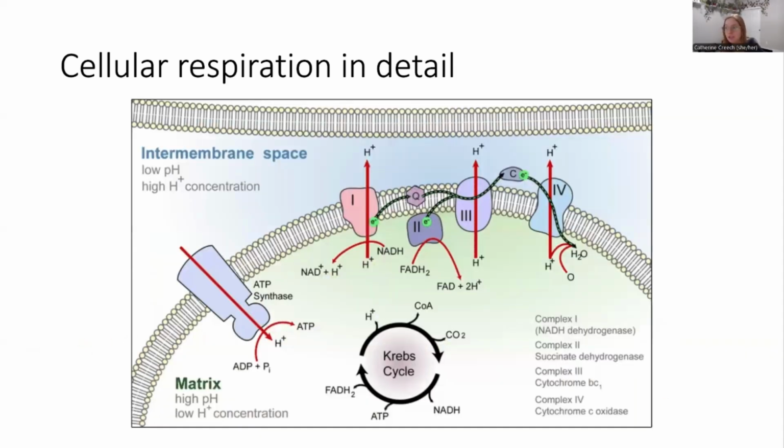Here's another visualization of the process. I have my proteins embedded in the inner membrane. This is the electron transport chain.